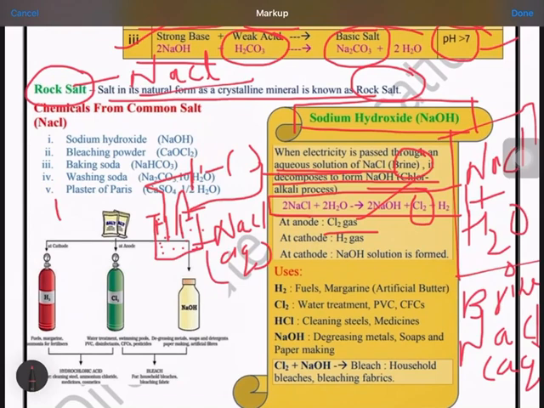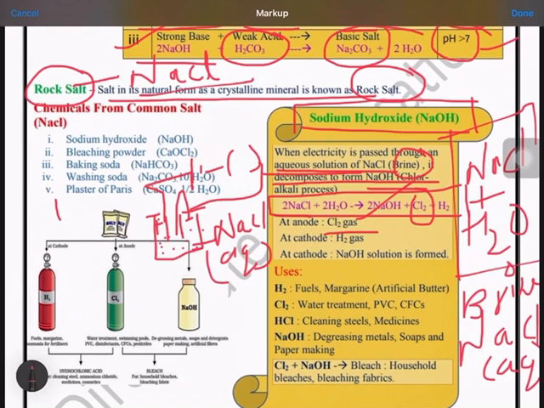Why is it called so? You can take the example of this equation. You have to write that it is called so because on the product side we are getting sodium hydroxide and chlorine gas. Sodium hydroxide is also known as alkali. So that's why it is called the chloroalkali process.